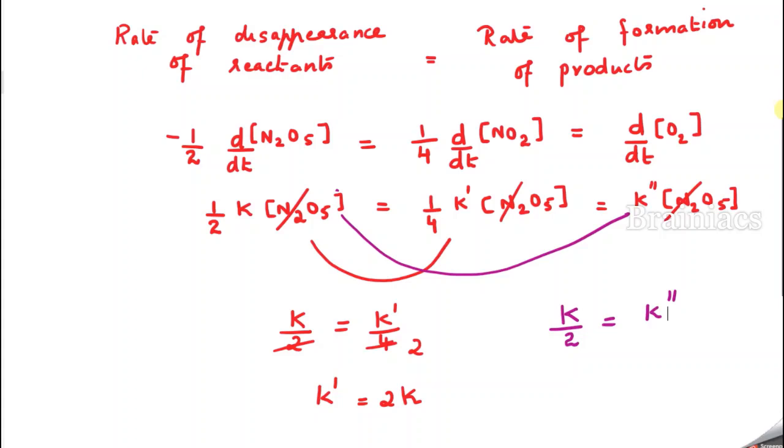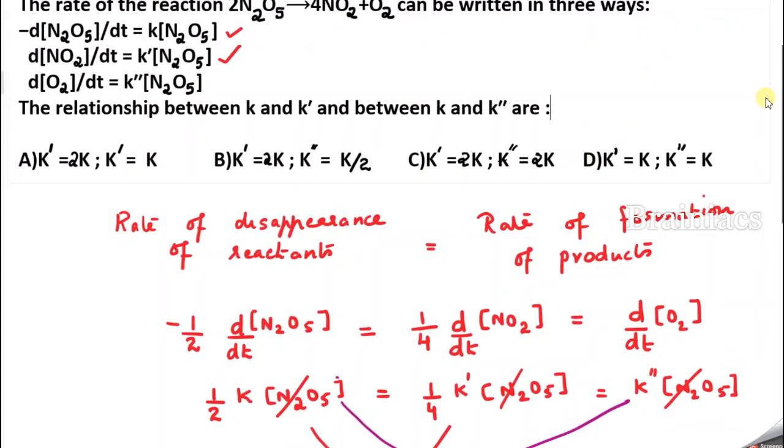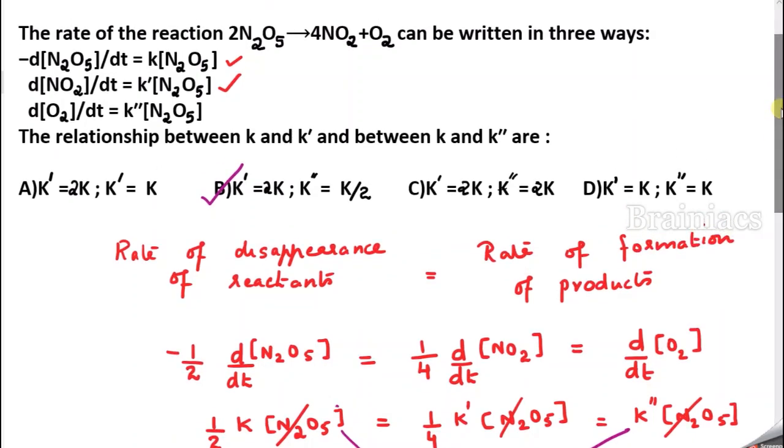So let me see whether any options are there similar to that. So k double dash is equal to k by 2 and k dash is equal to 2k, correct? So option B is almost the same answer we have got. So option B is the correct answer. I hope you understood the question. It's very simple, just a simple concept. The rate of disappearance of reactants is equal to the rate of formation of the product. They have already given the rate of disappearance in terms of reactants in all three equations. Just substitute that and identify the relation.